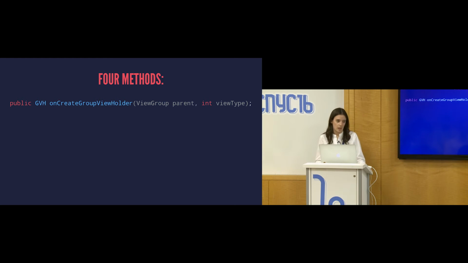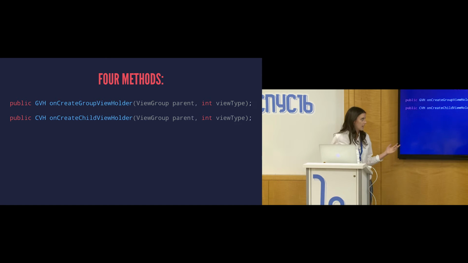Next up, there are 4 abstract methods on this adapter. The first one is onCreateGroupViewHolder. You'll notice all the naming here is very similar to the regular RecyclerView adapter. That was intentional. It's supposed to be easy to read and easy to use. Also supposed to be self-explanatory, but I'm up here anyway. Next up is onCreateChildViewHolder. You'll notice again, the parameters here are identical to what you would see in the base adapter.